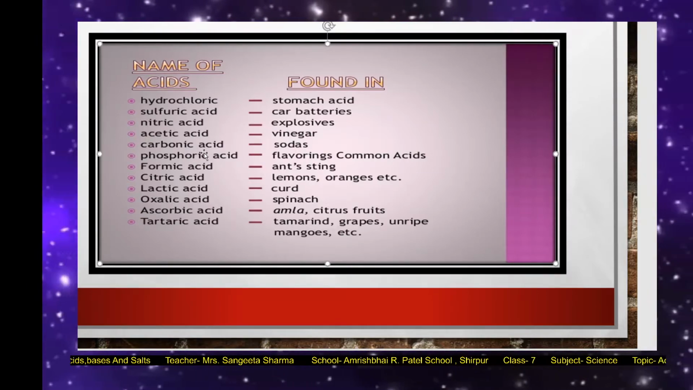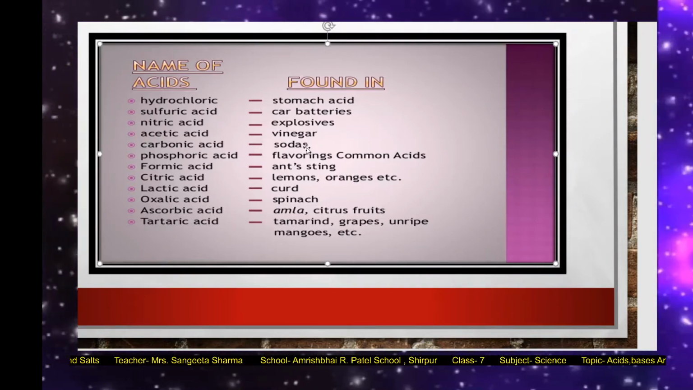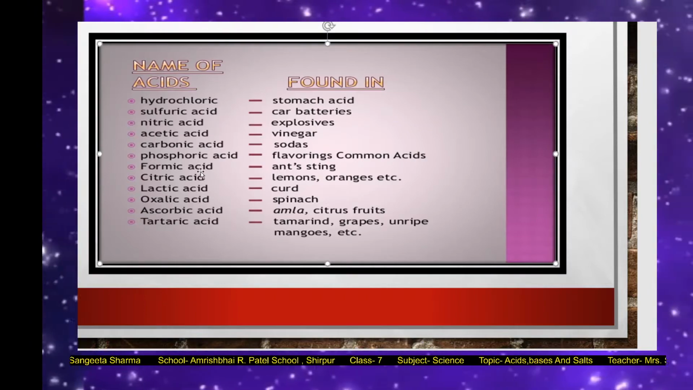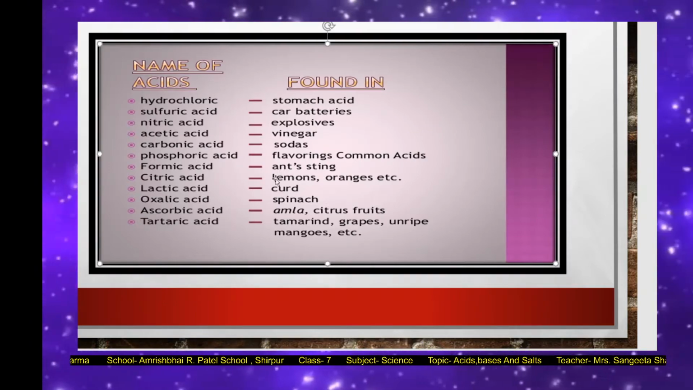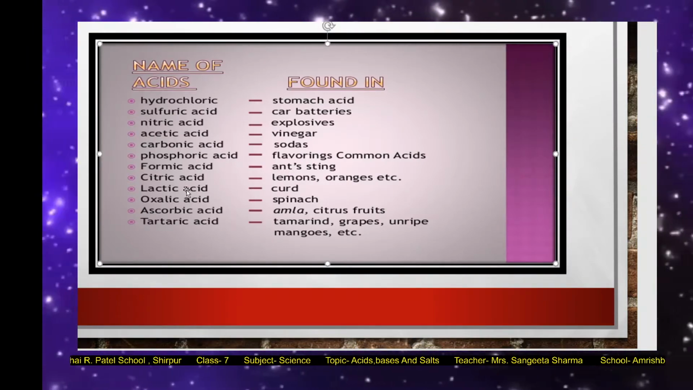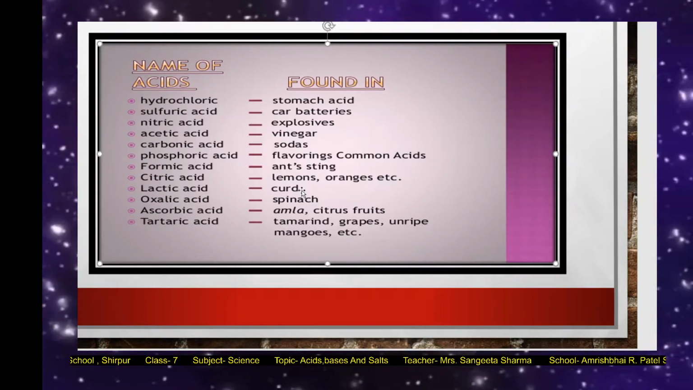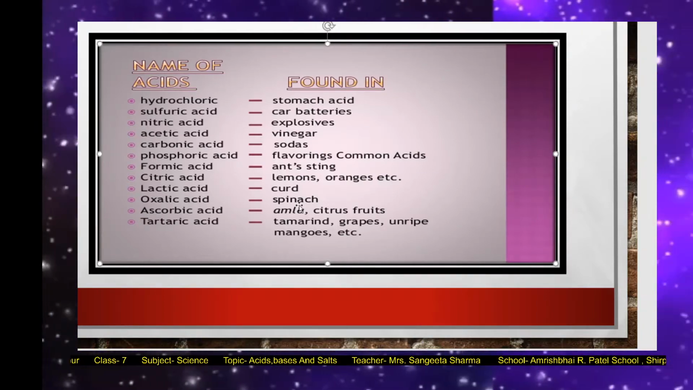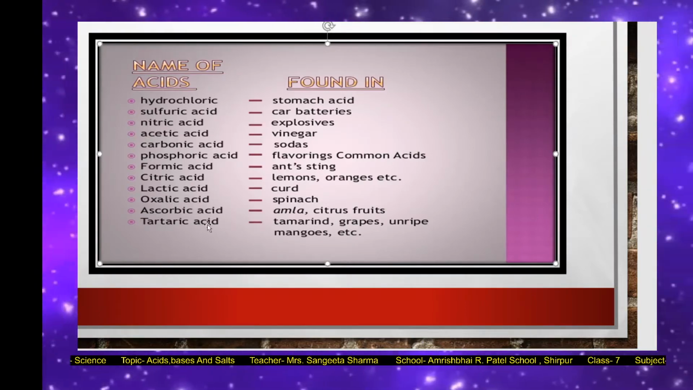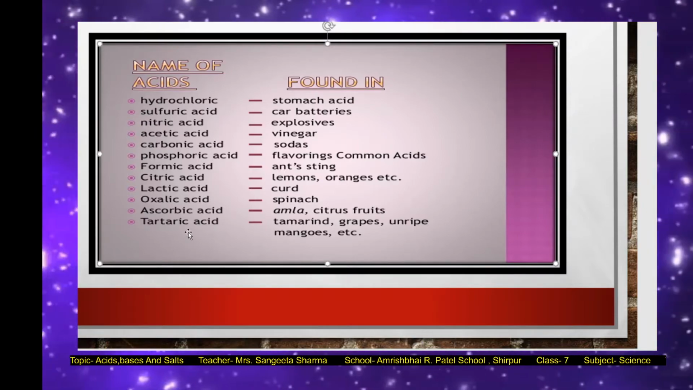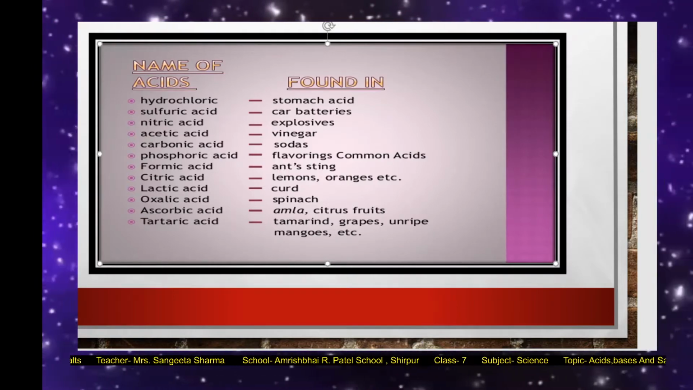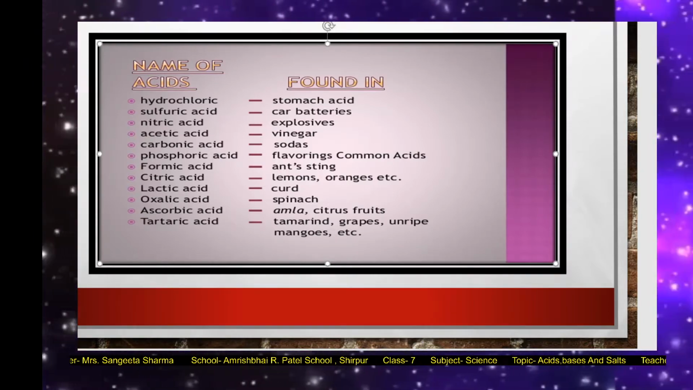Carbonic acid is found in aerated drinks like sodas, and phosphoric acid is a flavoring in common acids. Formic acid is present in ant stings, and citric acid in citrus fruits like lemons and oranges. Lactic acid is found in curd or sour milk, oxalic acid in spinach, ascorbic acid in amla and again citrus fruits, and tartaric acid in tamarind, grapes, unripe mangoes, etc. So now we have seen a few examples of where we can find these acids.